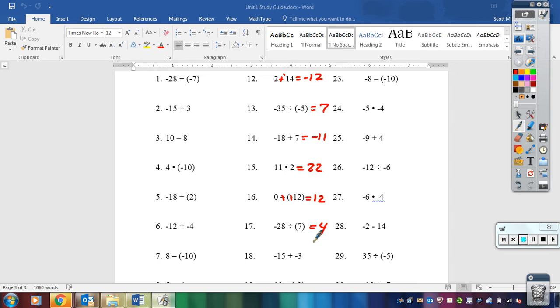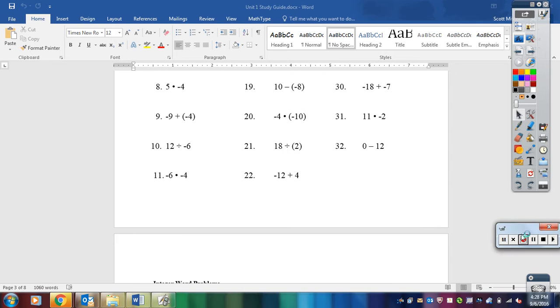28 divided by 7 is 4. Signs are different, negative. Negative 15 and negative 3 work together. 15 negatives and 3 negatives is 18 negatives. We don't do subtraction, we do keep, change, change. They work together, that's 18 positives. 4 times 10 is 40, signs are the same, positive. 18 divided by 2 is 9, signs are the same, positive. We do addition, they fight, the negatives win by 8.